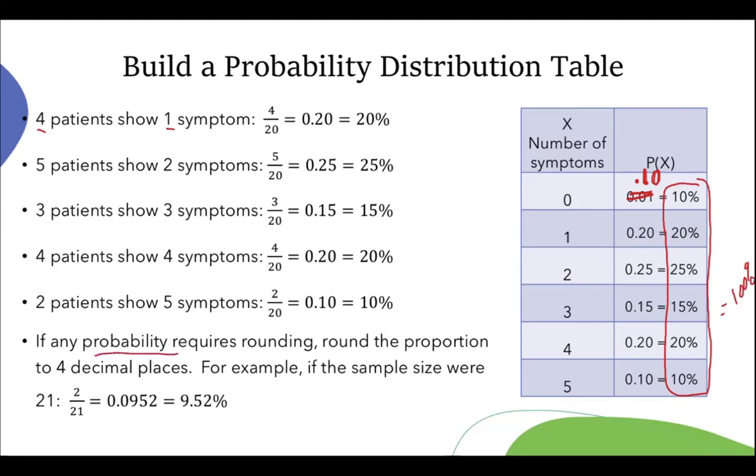If any probability requires rounding, round the proportion to 4 decimal places. So like instead of 20, if our sample was 21, when we calculate 2 divided by 21, we would not have had an easy, just 0.10 answer. Our answer would be 0.0952 when rounded to 4 decimal places. So we would convert that to a percent and it would be 9.52%. So sometimes that happens, and if you have to round, take it out to 4 places, and then when you multiply by 100, you'll have 2 places after the decimal point.